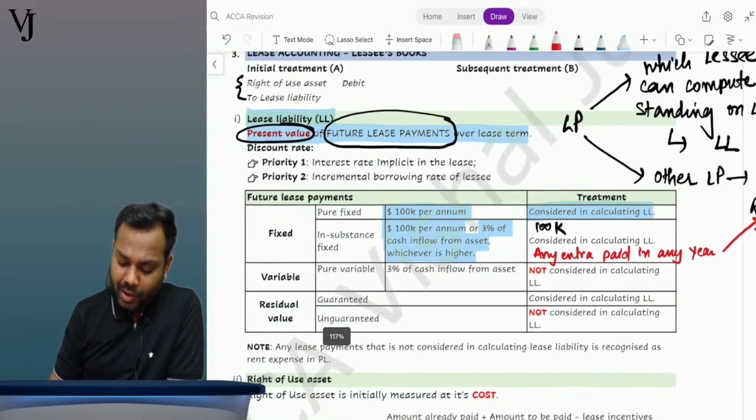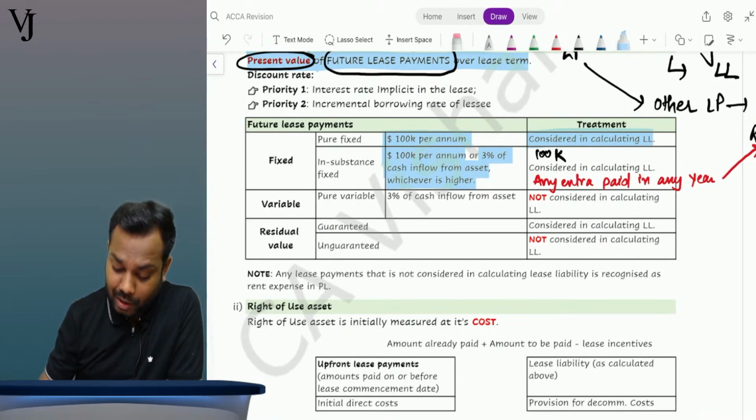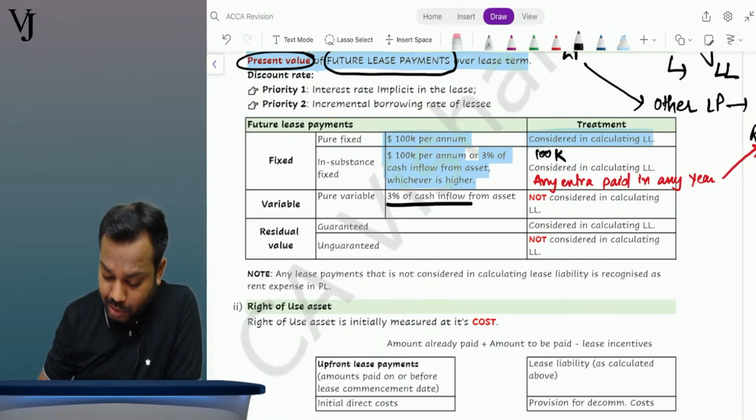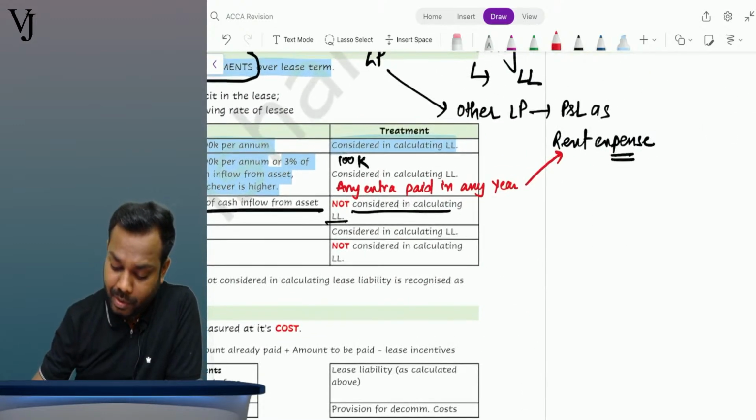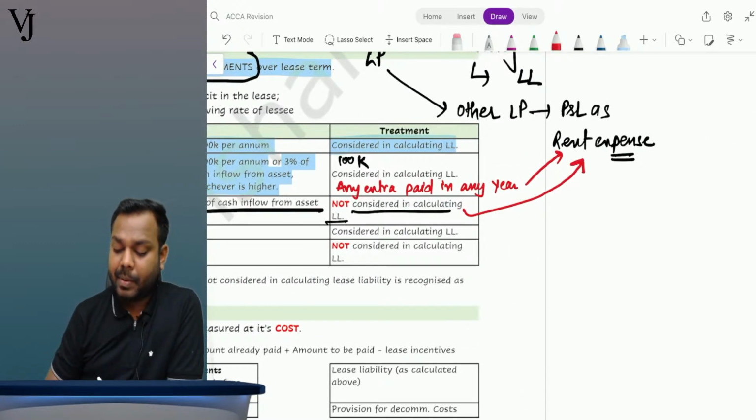Now, if it is pure variable, that is 3% of the cash flow from the asset, it is not considered in calculating the lease liability. What is the treatment? Recognize that in the P&L as rent expense.